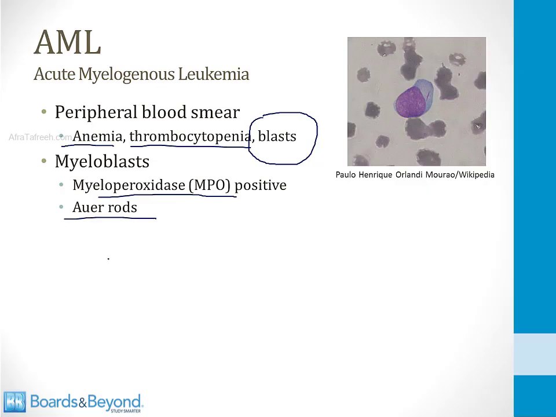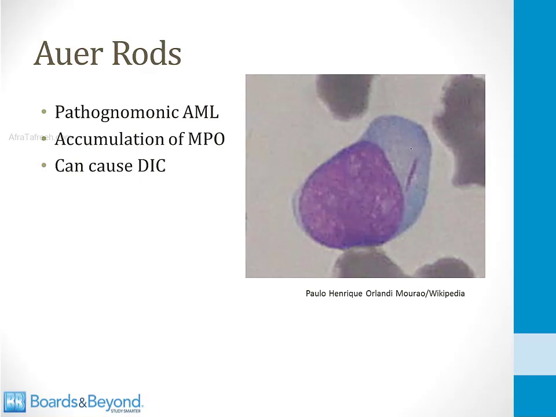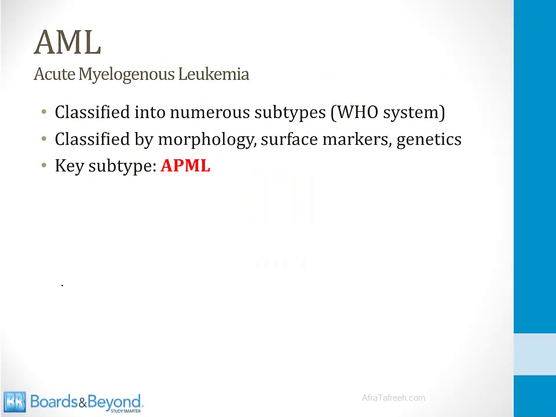blast cells. I've zoomed in on a myeloblast. You can see that there is this straight purple line in the cytoplasm of the blast cell. That's called an Auer rod. It's a pathognomonic finding for AML. The Auer rods are an accumulation of the enzyme myeloperoxidase, which is found in myeloblasts. And as we'll talk about in a few slides, if myeloperoxidase from the Auer rod spills into the plasma, it can potentially cause DIC.